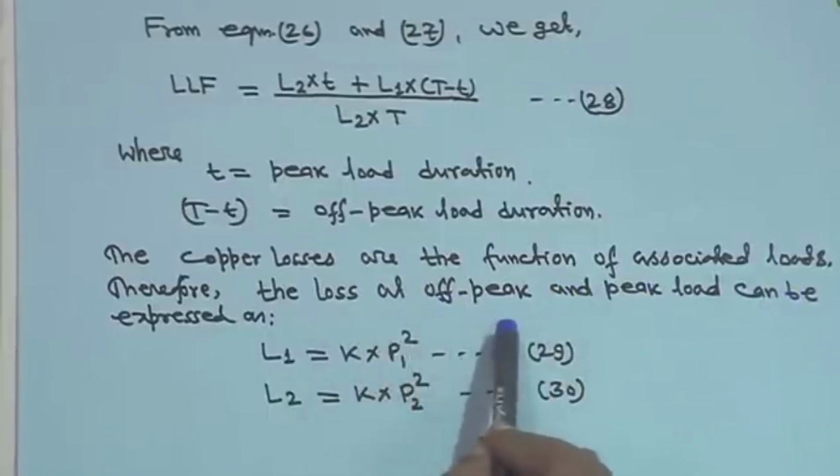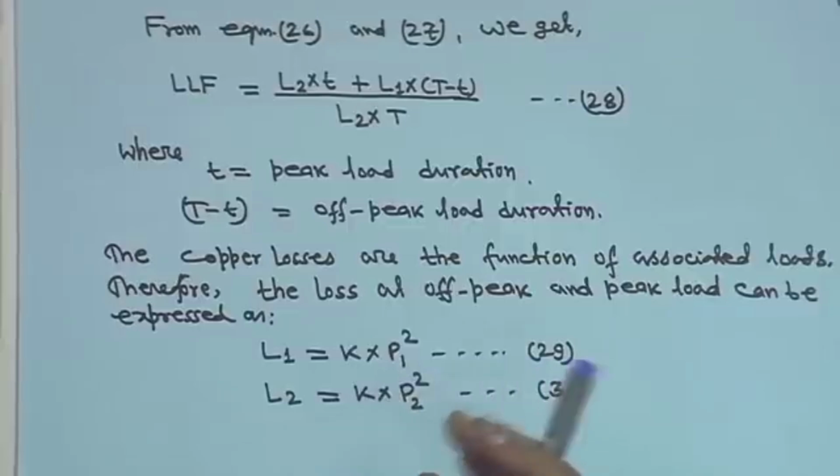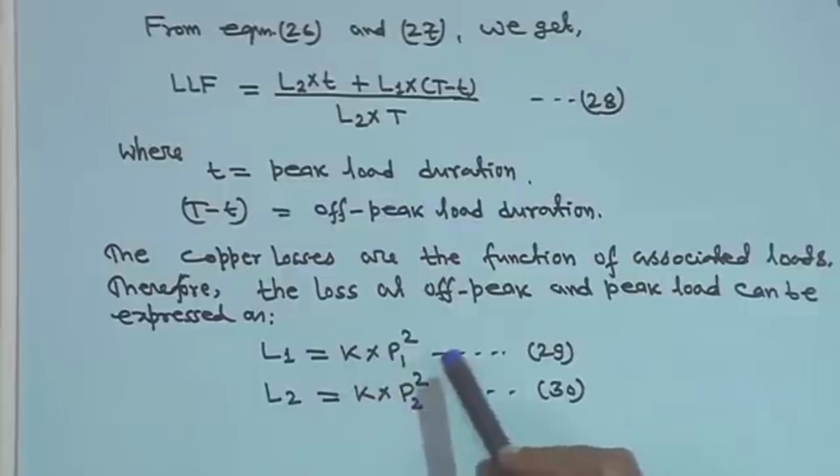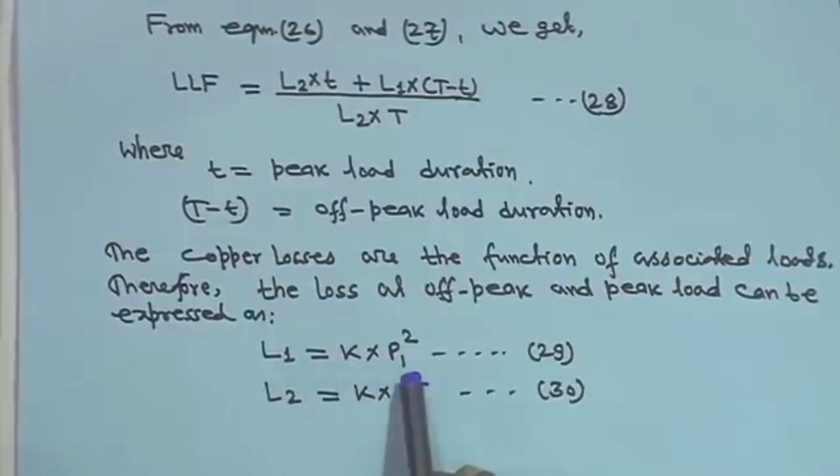Therefore, the loss at off-peak and peak load can be expressed as follows. At off-peak hours, loss L1 is equal to some constant into P1 squared, because loss is approximately proportional to the square of the load. Of course, loads have different characteristics, but for establishing this relationship, at off-peak hours the load is P1 and the loss is L1.